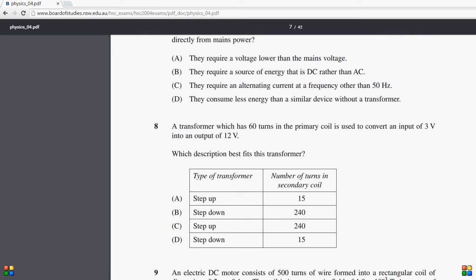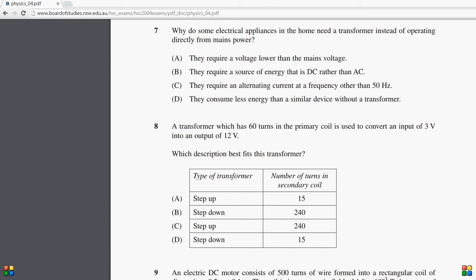Question 8. A transformer which has 60 turns in the primary coil is used to convert 3 volts into 12 volts. So it needs 4 times more turns, so we need 240 turns. And it's a step up.